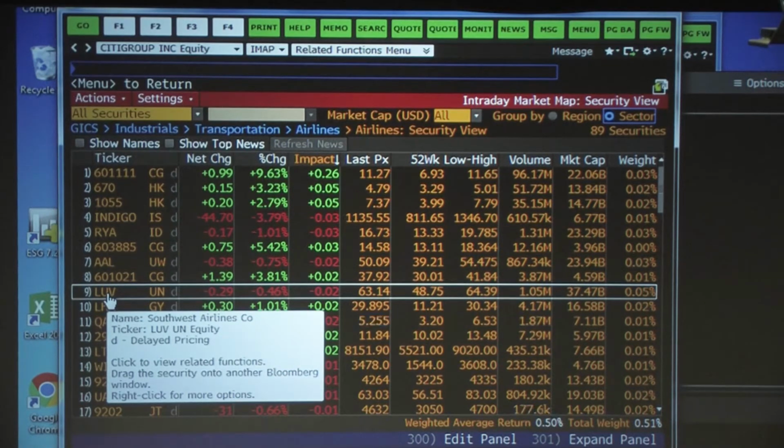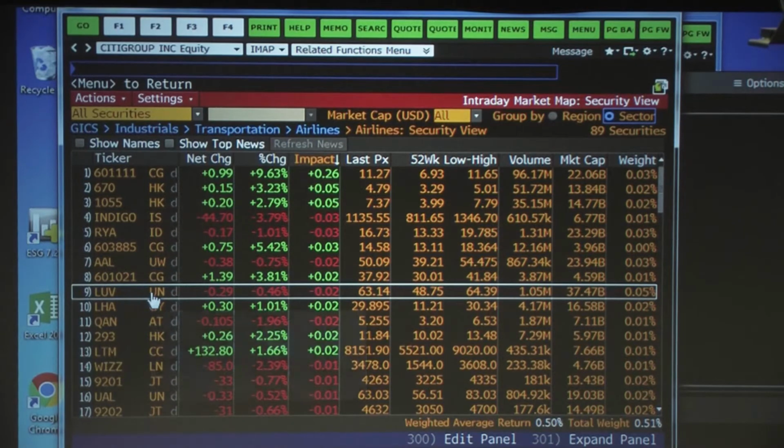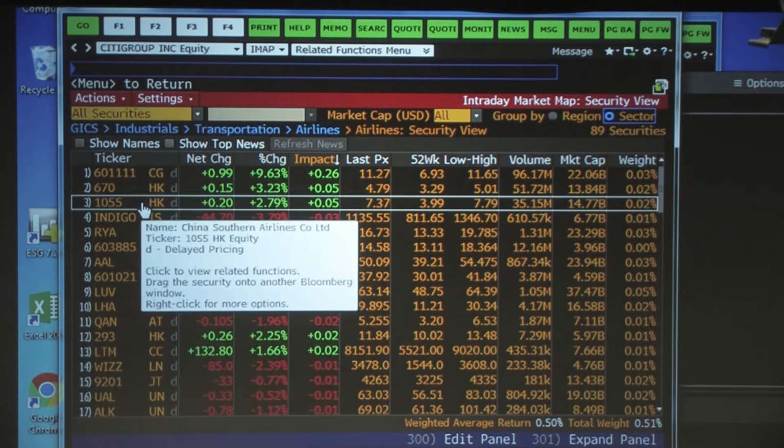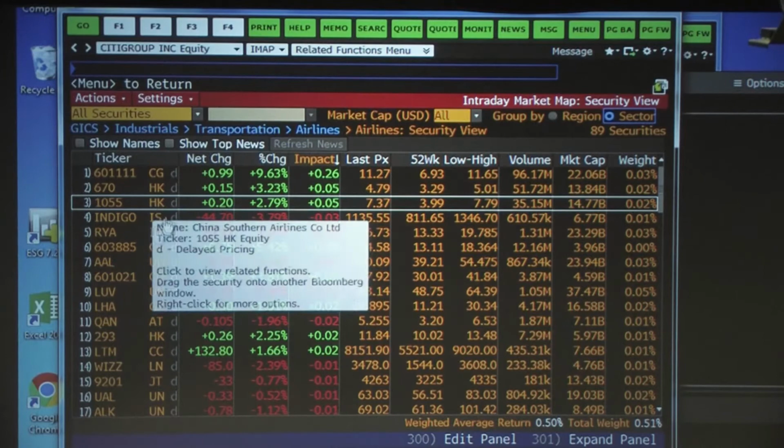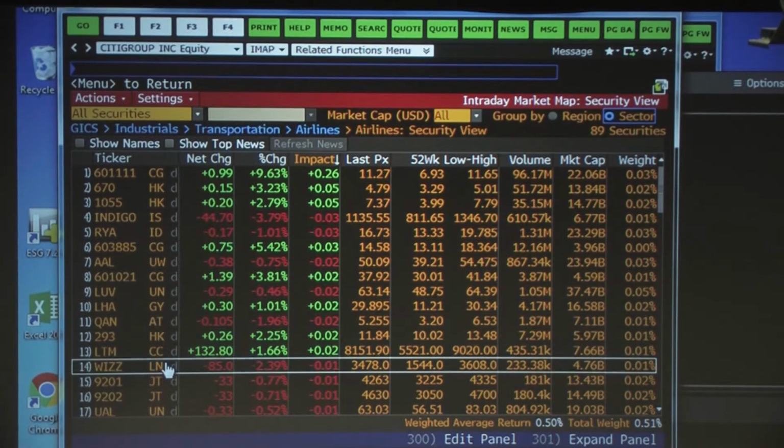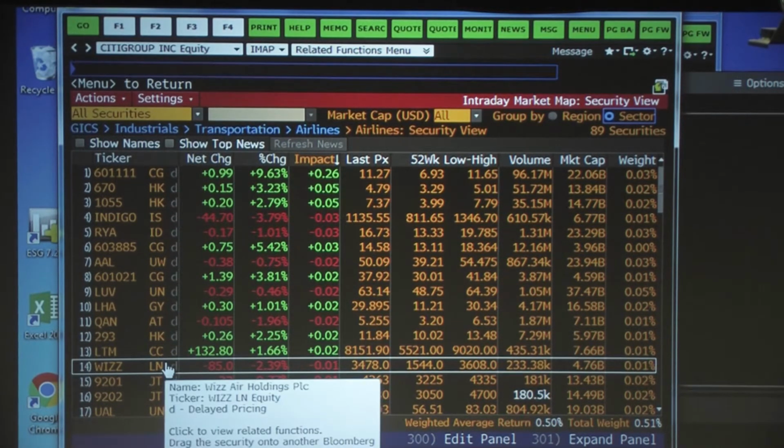So just some interesting things. You can see what countries they're in. You can see these stocks are Hong Kong, HK. If you go down here, you can see these stocks, LN. LN is London. So there are different sectors and regions represented by these stocks.